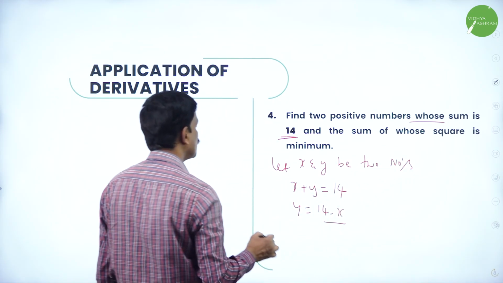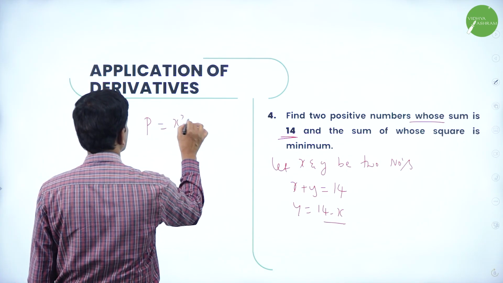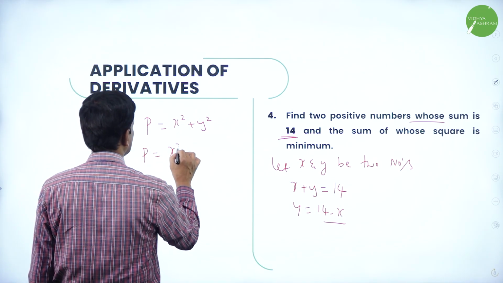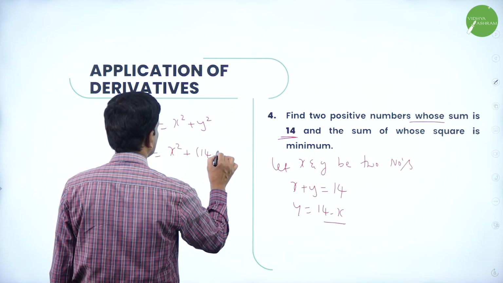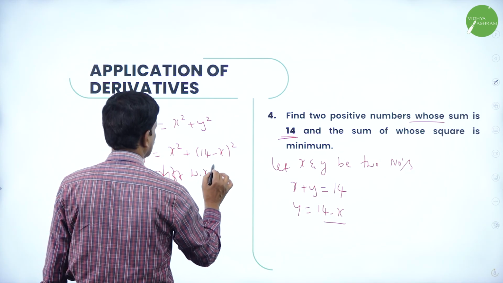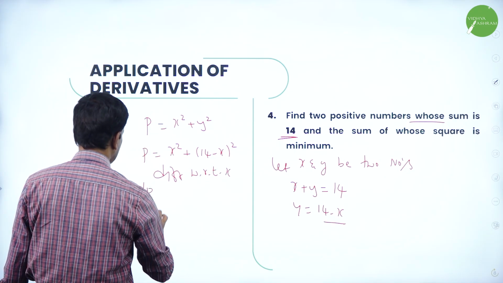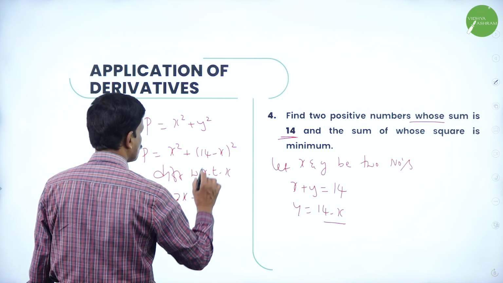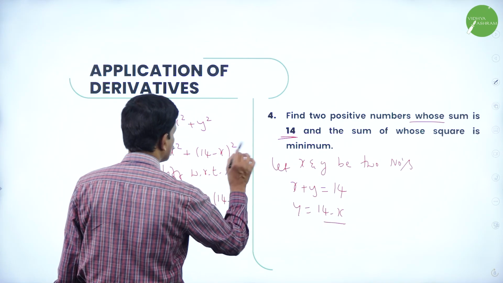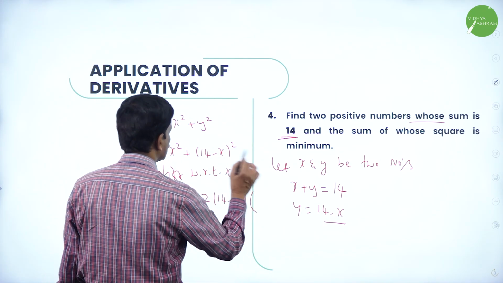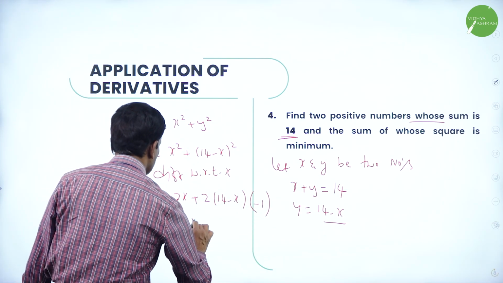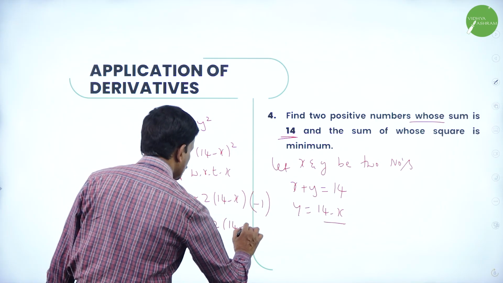Now, the sum of whose squares is minimum. Let p is equal to the sum of their squares, x square plus y square. Now, just substitute: p is equal to x square plus y square is equal to x square plus 14 minus x whole square. Now, let us differentiate this with respect to x. So, dp by dx is equal to the differentiation of x square is 2x and the differentiation of 14 minus x whole square is 2 into 14 minus x whole to the power of 2 minus 1 is 1 into the differentiation of the inside function: 14 constant 0, x is minus 1. So, this is nothing but 2x minus 2 into 14 minus x.